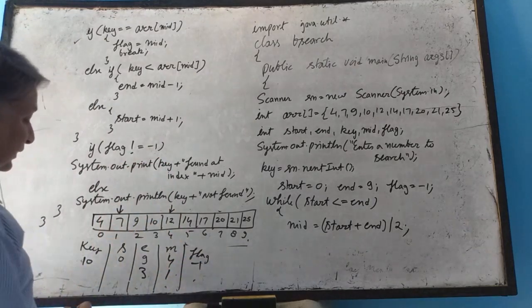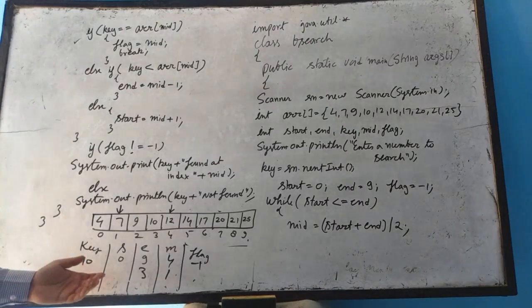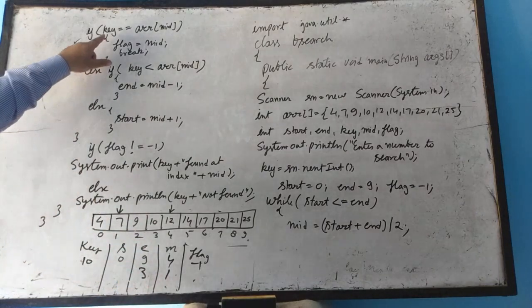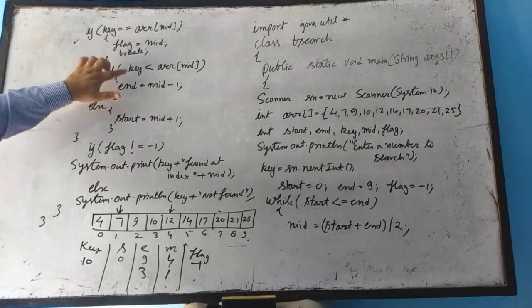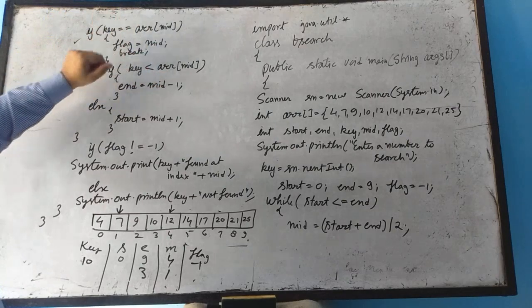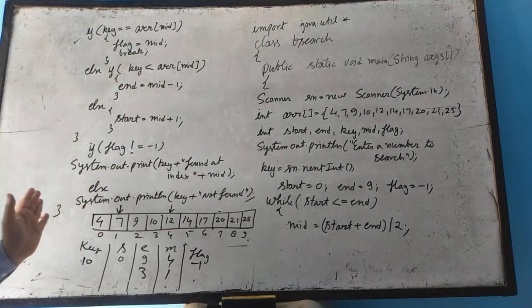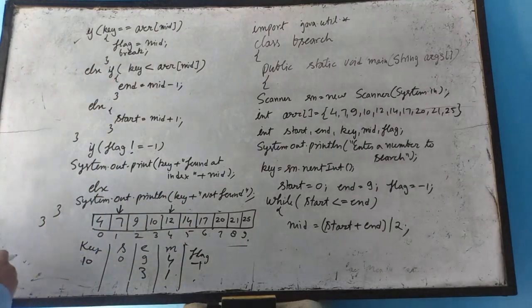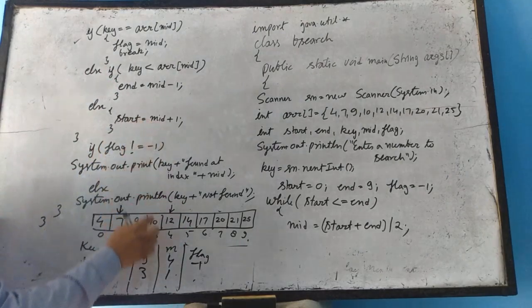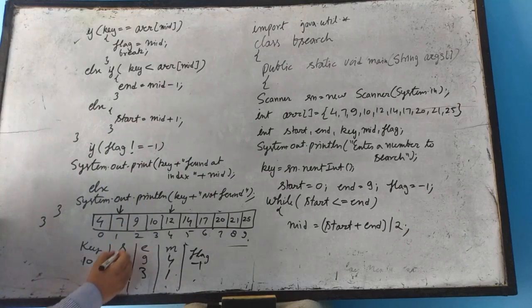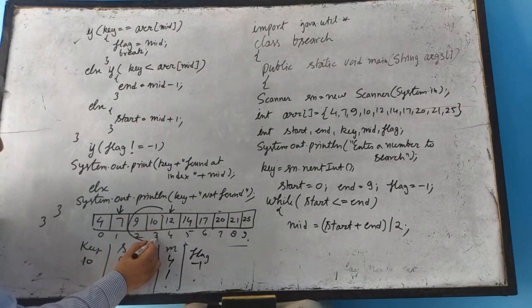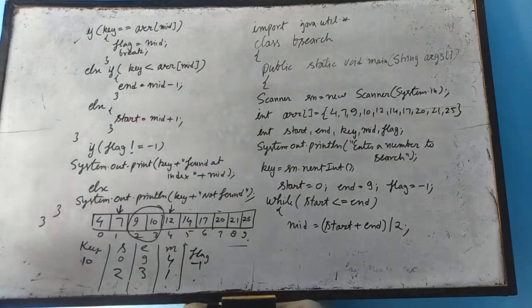At index number 1, 7 is present. 10 is equal to 7, no. 10 is less than 7, no. It means 10 is more than 7. It means it will appear at the right hand side. So, start will become mid plus 1. 1 plus 1, 2. Now, this is the area we will look for. This much is left out.